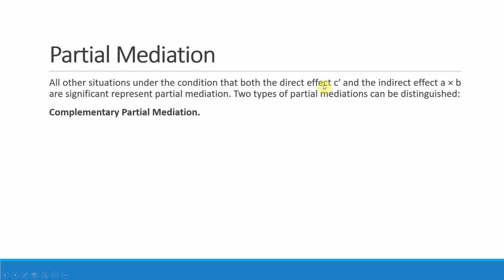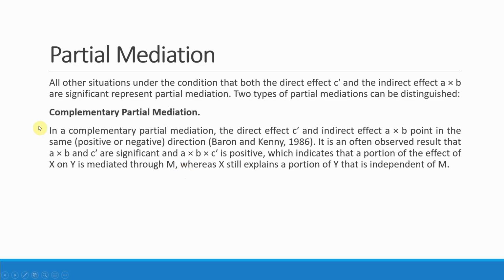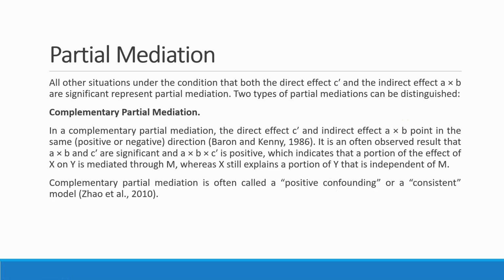And there are two types of partial mediation. First, complementary partial mediation. In a complementary partial mediation, the direct effect C and the indirect effect A into B point in the same positive or negative direction. So your C will be positive and your A into B will be positive, or your C will be negative and your A into B will be negative. This is complementary partial mediation. It is also called positive confounding or a consistent model.